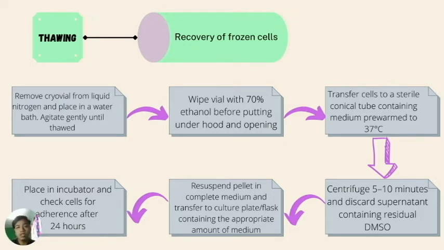Fourth, centrifuge for 5 to 10 minutes and discard the supernatant containing residual DMSO. And fifth, resuspend the pellet in complete medium and transfer to a culture plate or flask containing the appropriate amount of medium. And lastly, place in the incubator and check cells for adherence after 24 hours.